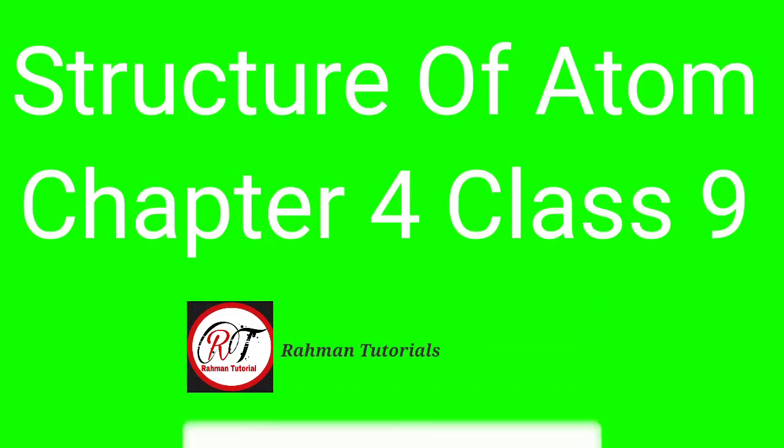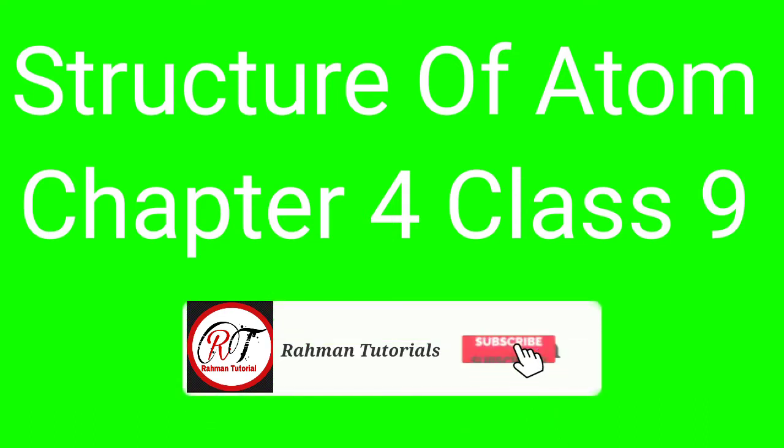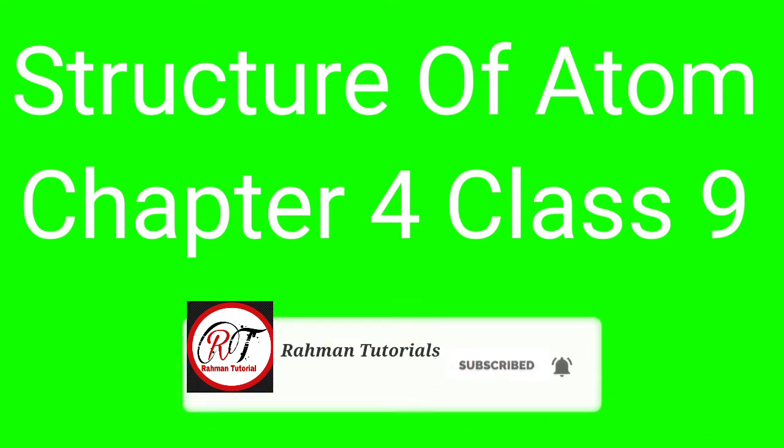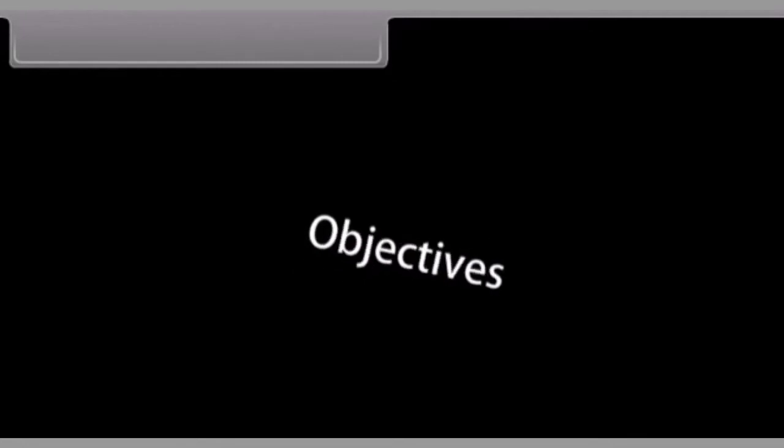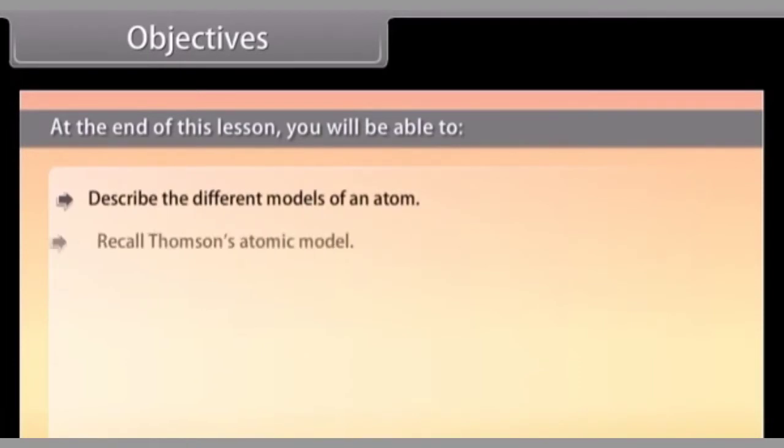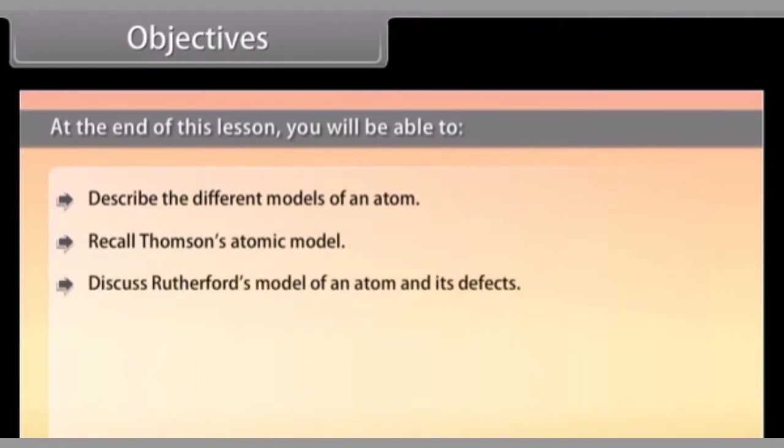In this video we will be learning about structure of atom, chapter 4, class 9. Objectives of the lesson are as follows. By the end of this lesson you will be able to describe the different models of an atom. Recall Thomson's atomic model. Discuss Rutherford's model of an atom and its defects.